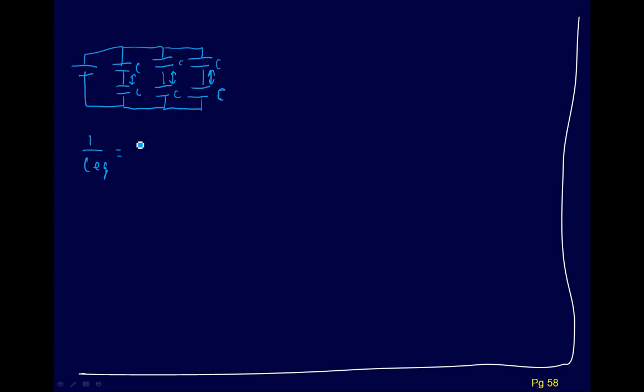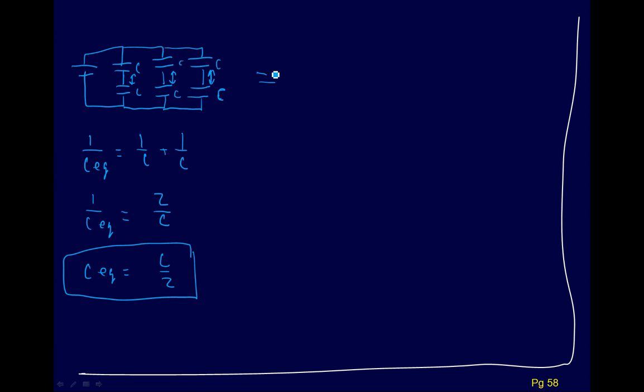So 1 over C equivalent equals 1 over C plus 1 over C. Now, if I add these together, it's just 2 over C. And so if I flip this over, I get C divided by 2. All right? So when two identical capacitors are in series, the equivalent capacitance will be C divided by 2. So I can replace that circuit with three equivalent capacitors of C divided by 2 each. And so this would be my next circuit down the line.